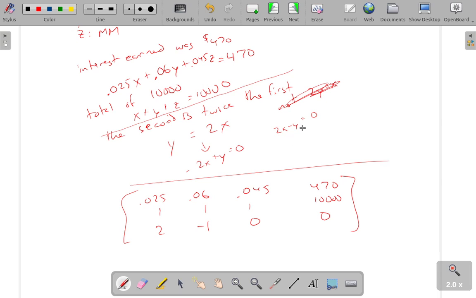2x minus y equals 0. Z doesn't enter into it, so I'm going to say 0z equals 0. So this is what this equation right here looks like. 2x minus y equals 0 is 2, negative 1, 0, 0. We could then plug this into the calculator and get a solution. I'm going to leave it here, though, because I think we've done enough of those already.